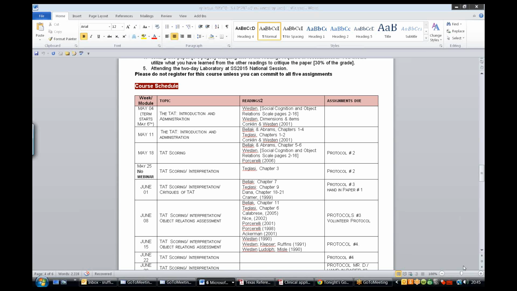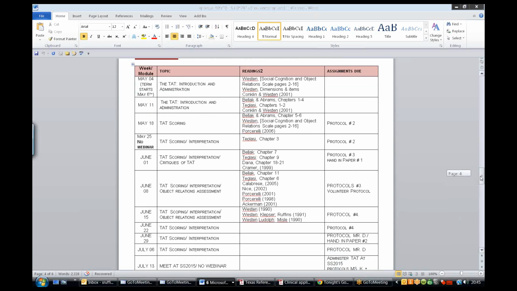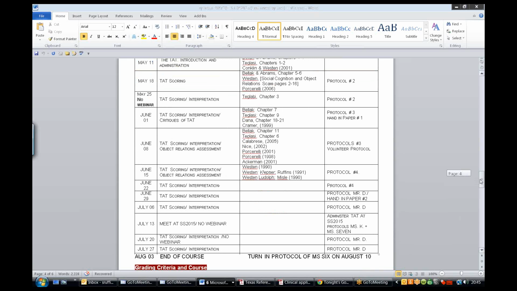The rest of the seminar, essentially, there is no volunteer protocol, so you can scratch that out. For the rest of the semester, as you can see, we will go through a number of protocols and deal with scoring. And then I will give you one protocol for you to score as a test, and you have a week to be able to do it.